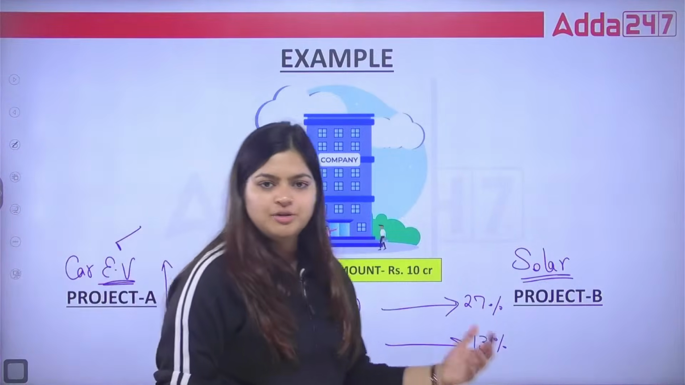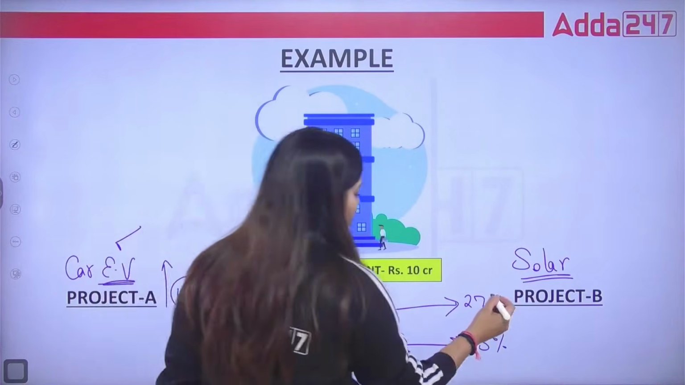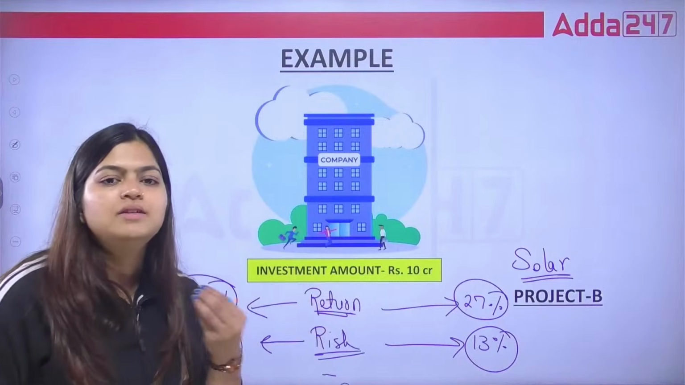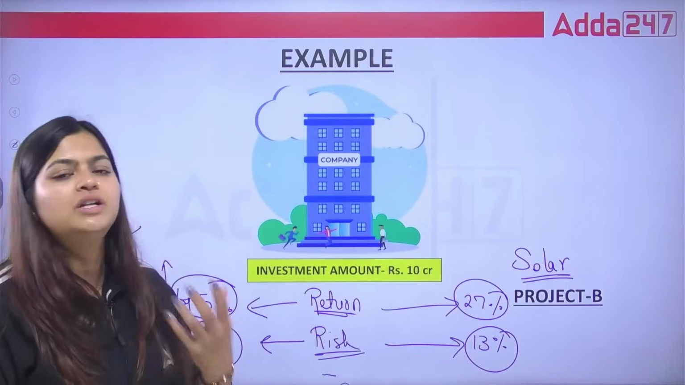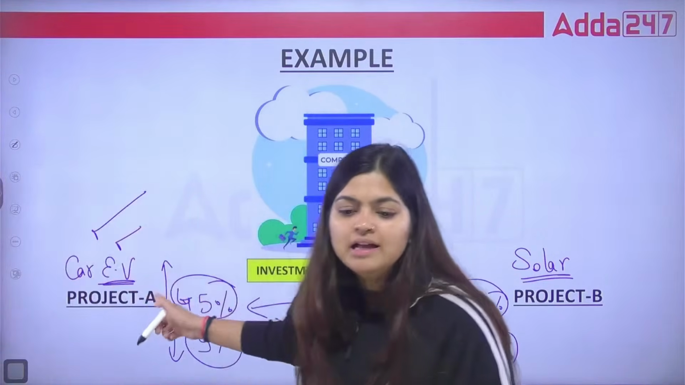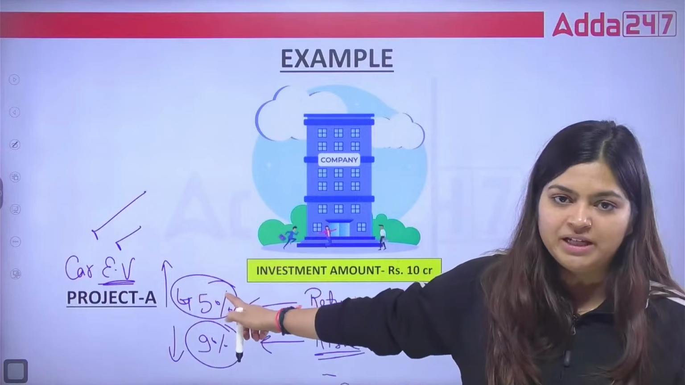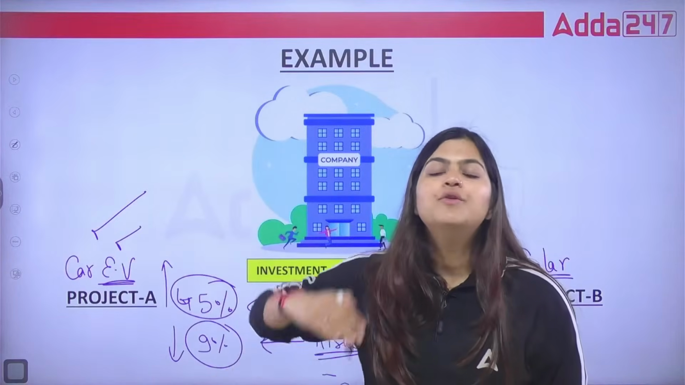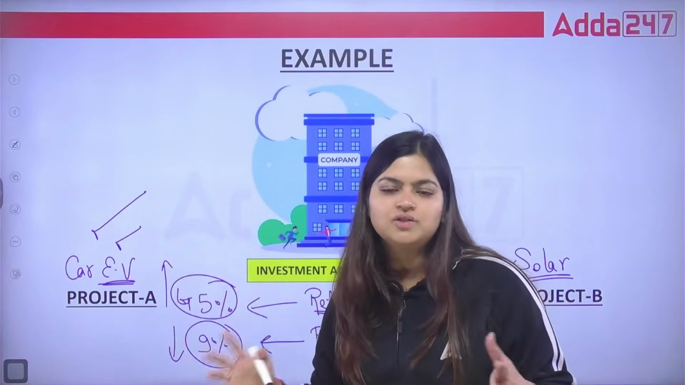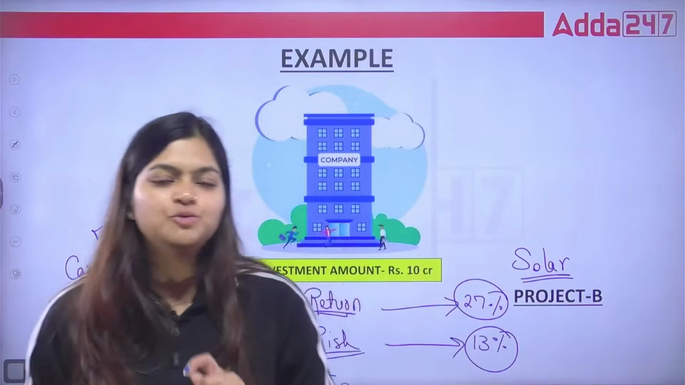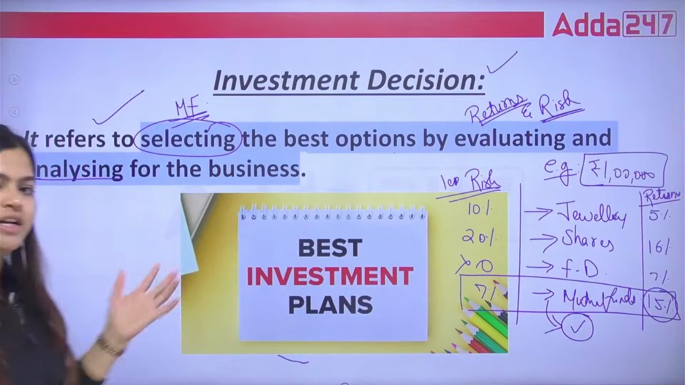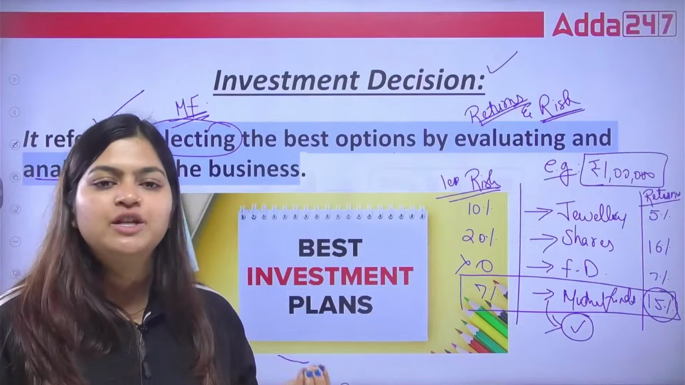But if they are going with project B, that's solar panels, their risk is 13% and their return is also lower. So as a rational investor or as a management, what am I going to select? Of course, project A. So when I go with project A, that is the decision I have made. What future return I am going to earn, what risk I am going to face. If I am calculating through this kind of analysis, evaluations, then that is an investment decision. So this is your investment decision. Correct? I hope everyone understood the concept, the meaning of investment decision.